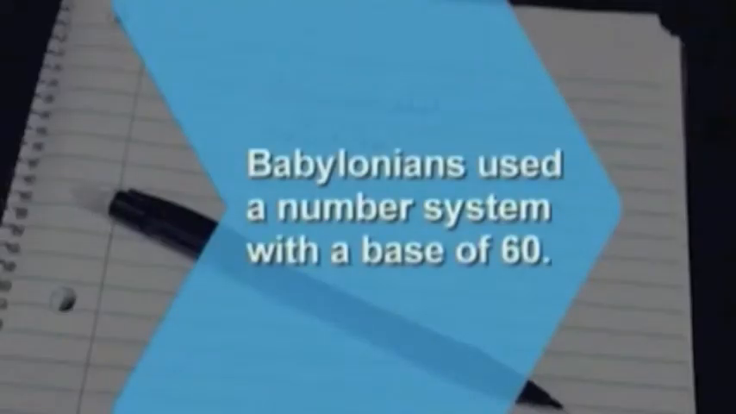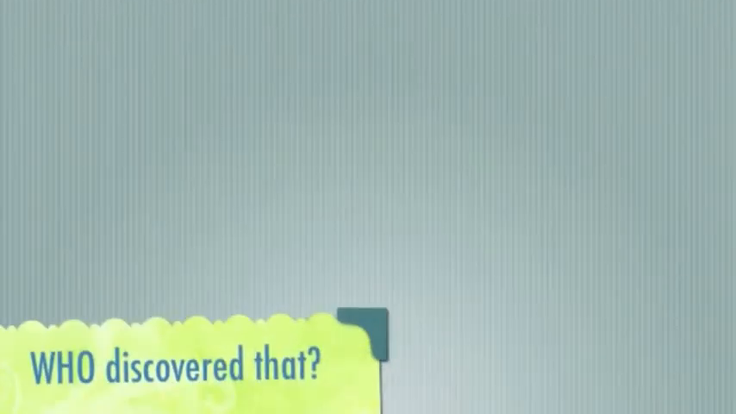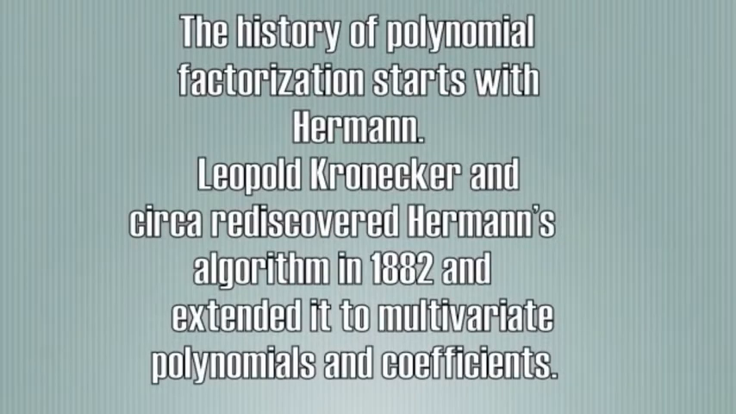Did you know Babylonians used a number system with a base of 60 rather than the standard system with a base of 10 we use today? And who discovered that? The history of polynomial factorization starts with Hermann. Leopold Kronecker and Sirica rediscovered Hermann's algorithm in 1882 and extended it to multivariate polynomials and coefficients.